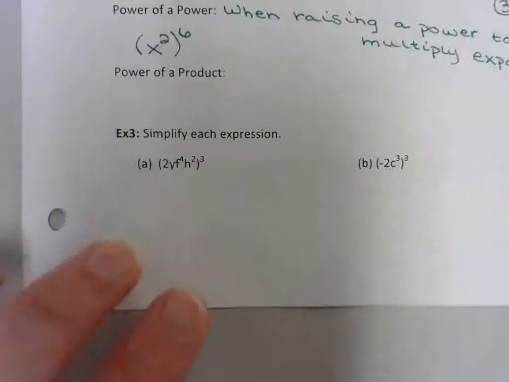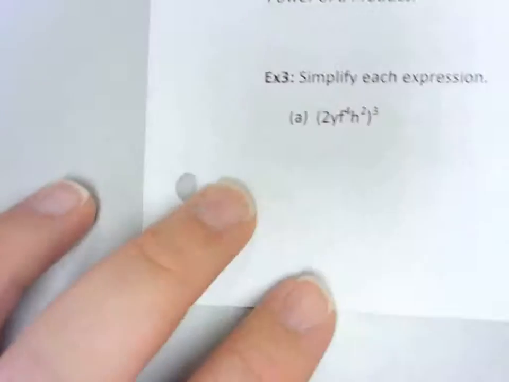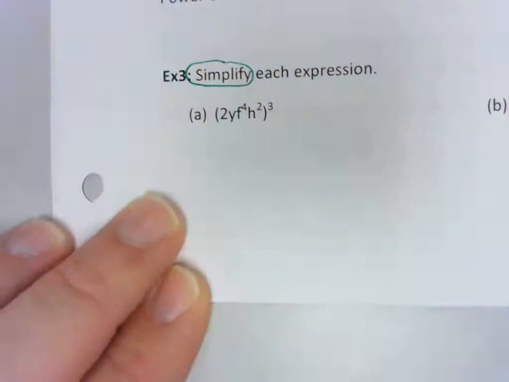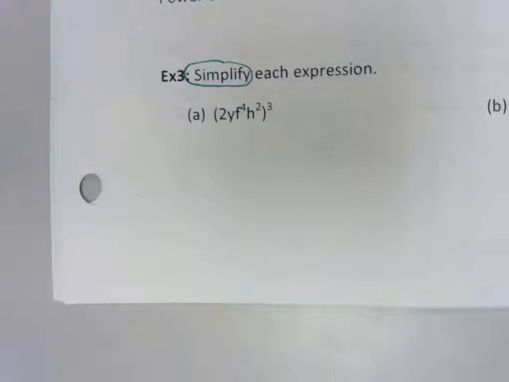Okay, we're going to skip the next one. Let's look at example 3. I want to simplify each expression. You see the word simplify. So those 3 that we wrote up at the top, those 3 things apply. I have to have a single whole number. I cannot have any repeating variables, and I can't have negative exponents.